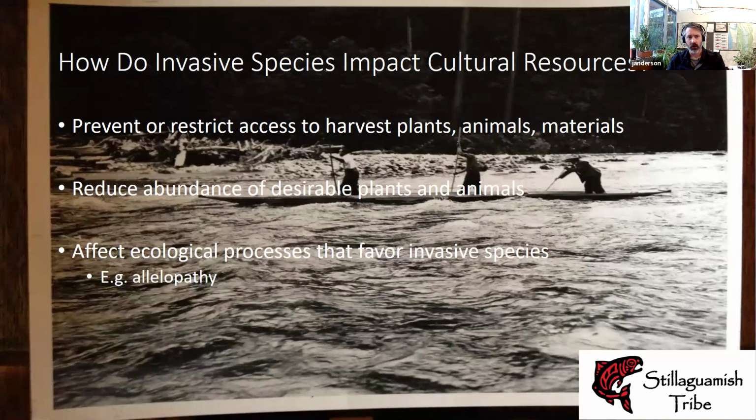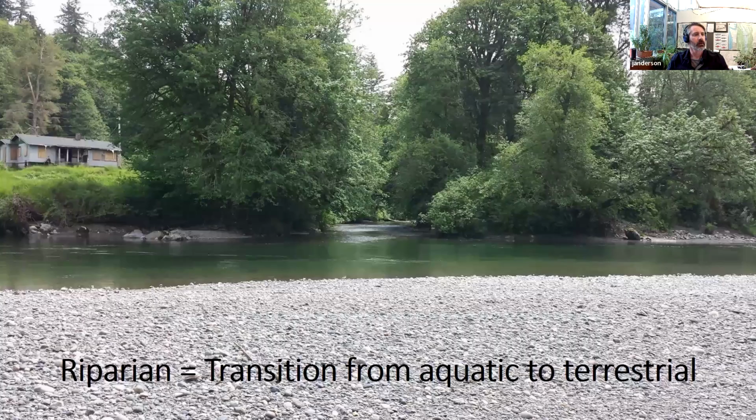So as you know, the riparian area is the transition from aquatic to terrestrial habitat. Aquatic systems include rivers, streams, lakes, ponds, wetlands, or marine shorelines. Terrestrial systems could be a forest, a grassland, or something in between, like a shrub-dominated community. So since I work as a riparian ecologist, I'd like to focus on some relatively common invasive plants for the remainder of the presentation and try to show the connection between how these invasive plants impact natural resources and, by extension, cultural use of the resources.